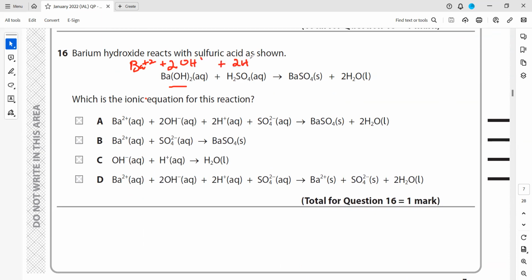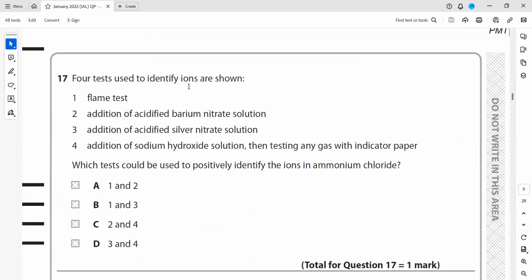This sulfuric acid contains 2 hydrogen ions and 1 sulfate ion, and it will form barium sulfate. Solid, liquid, and gas, we write them as they are without any change. And we break down the other ions, but there are no common ions to cancel out. So this equation will be Ba2+ plus 2 OH- plus 2 H+ plus SO4 2-. Because we cannot cancel, solid, liquid, and gas we don't break into ions, they remain as they are. And here we don't have a common ion, so we cannot cancel out.